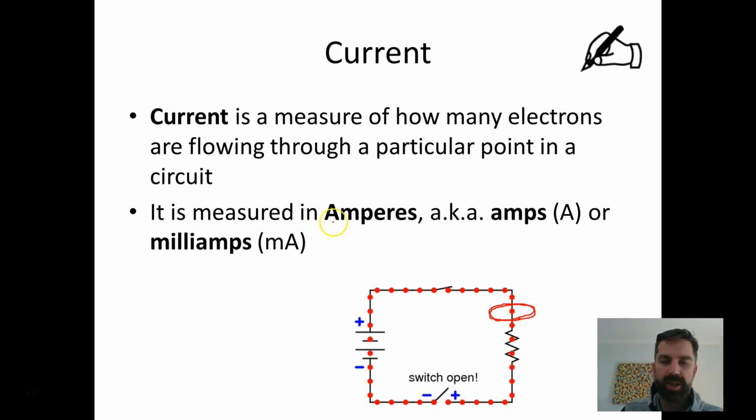So current is measured in something called amperes, but we normally just shorten it to amps because that's a bit easier to say. And we write that with a capital A. Now you might also see it written as milliamps, which is a little m and then a big A. So milliamps are just 1,000th of an amp, just like millimeters are 1,000th of a meter. Okay, so this is just how we measure current, in those units.